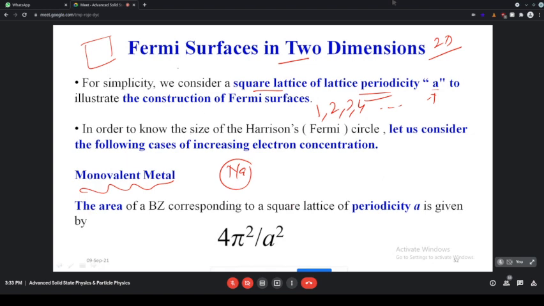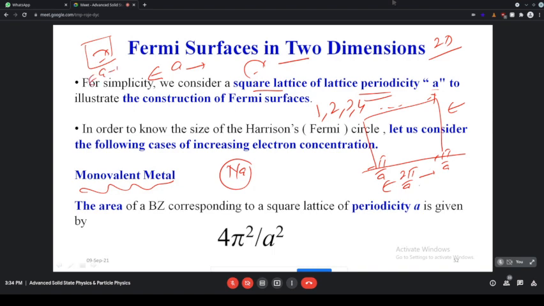Suppose we consider that the direct lattice constant is a, then its reciprocal lattice will extend from minus pi by a to plus pi by a, that is the zone boundary. Or you can say the distance between the zone boundaries will be 2 pi by a. If you consider the direct lattice as a square lattice, then its reciprocal lattice will also be a square lattice. Here the distance is a, and here that distance is 2 pi by a.